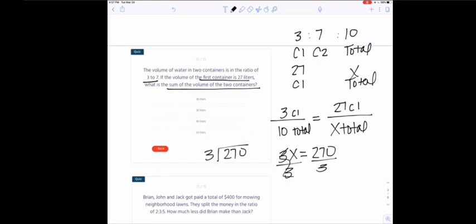Let's do 270 divided by 3. 3 goes into 27 9 times. 3 times 9 is 27, and 27 minus 27 is 0. But there's still 0, so we have to bring it down. 3 goes into 0 0 times. So x equals 90. 90 liters.